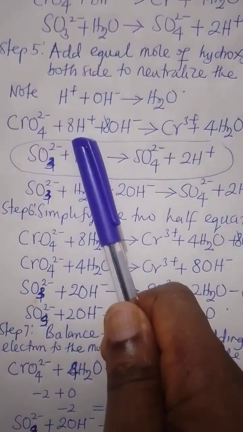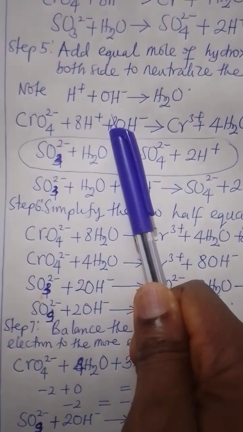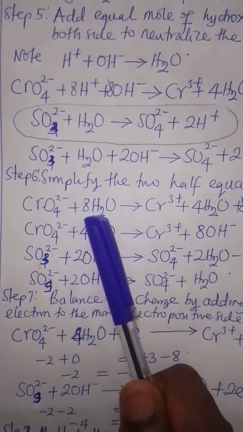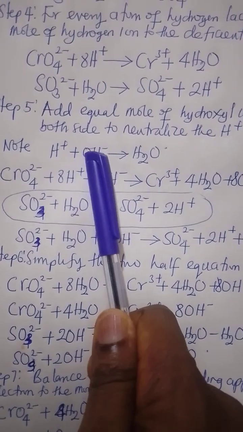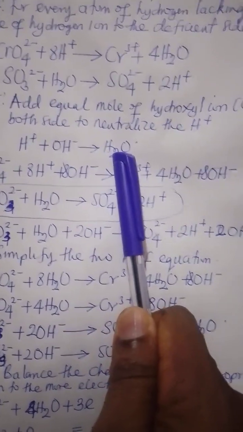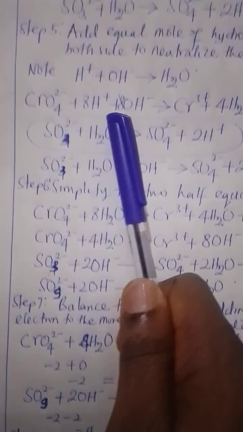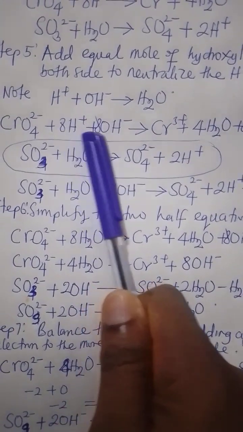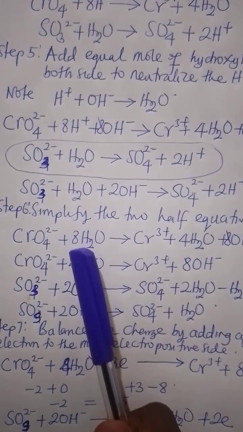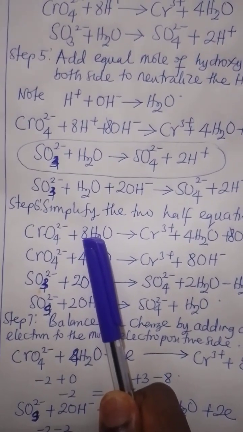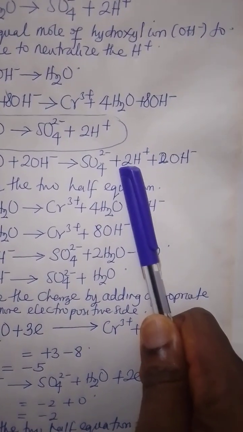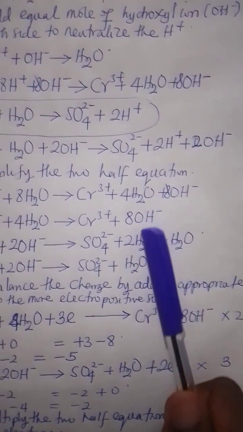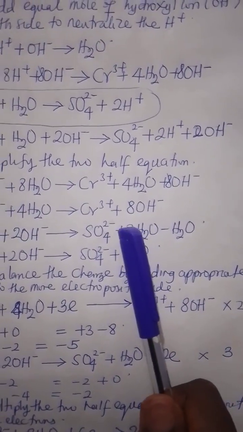And so then the 8H+ plus the 8OH- will give us 8H2O. Don't forget, we did this earlier, H+ plus OH- giving us H2O. So then 8H+ plus 8OH- will give us 8H2O. Likewise, when you come here, 2H+ plus 2OH- will give us 2H2O.